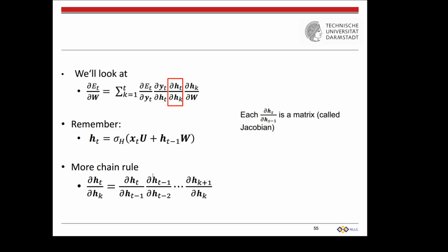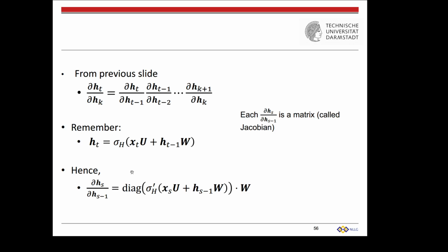Good. Let's continue. So we have dHt by dHk given as this product of individual matrices, which each have a time difference of 1. But the time difference of 1 is easy to calculate, right? dHt by dHt minus 1, that is really easy to calculate. Let's assume this would not be a vector equation, but a one-dimensional equation. Then we could just go, as we did in school, inner derivative times outer derivative, and we get the formula.